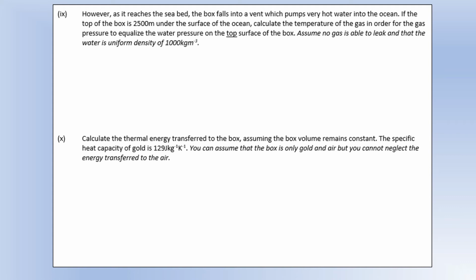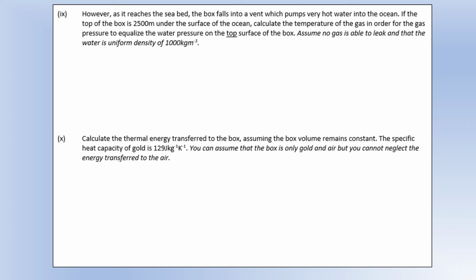However, as it reaches the seabed, the box falls into a vent which pumps very hot water into the ocean. If the top of the box is 2,500 meters under the surface of the ocean, calculate the temperature of the gas in order for the gas pressure to equalize the water pressure on the top surface of the box. Assume no gas is able to leak and the water is uniform density of 1,000 kilograms per meter cubed.